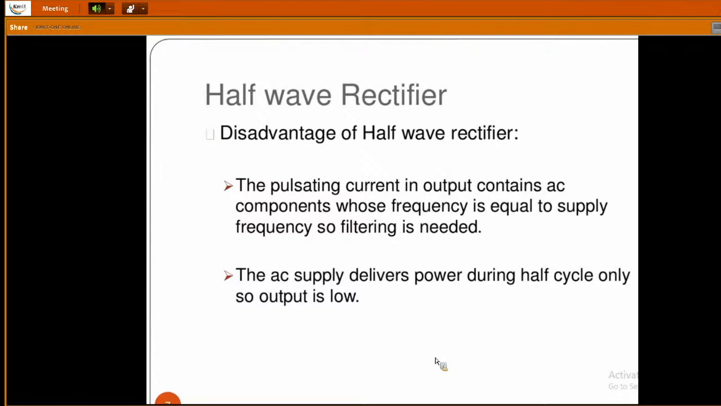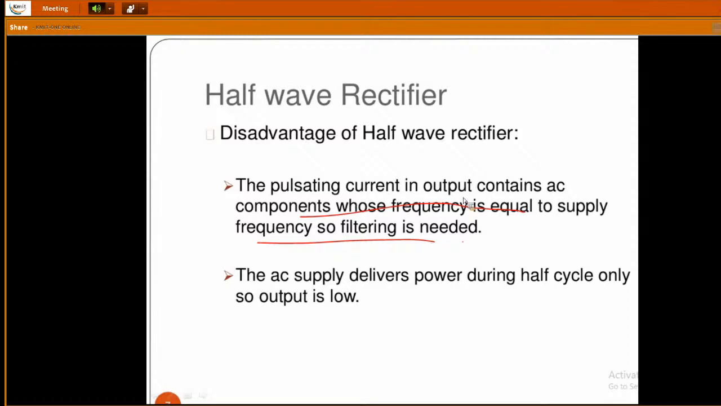Now what is the disadvantage of half wave rectifier? The main drawback is that only half of the signal is passing, is rectified. The remaining half is 0. Now the pulsating current in the output contains AC components whose frequency is equal to the supply frequency, so filtering is needed. Absolutely, for rectifiers, the output is not pure DC, it is pulsating DC. That's why, if you want to get the pure form of DC, you always need a filter circuit. If you are not using the filter circuit, the output is not in pure DC form.